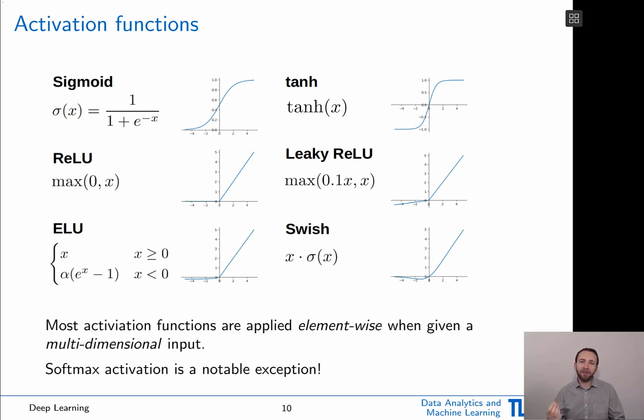One notable exception is the softmax, which we have already seen in the previous videos, right? The softmax is coupling together all these inputs. You get a vector in, and then the output is like a normalized vector, so to say. So the softmax is not operating element-wise. The rest usually is operating element-wise.